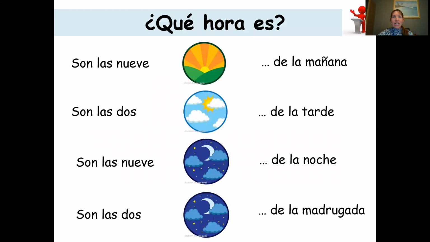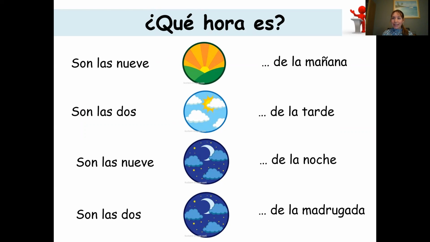Continuamos. So, ¿qué hora es? What time is it? So far we've looked at times, but obviously 9 o'clock could be 9 o'clock in the morning or 9 o'clock in the evening. So now we want to just qualify by adding what part of the day we're talking about when we give the time. So for example, we've got here, son las 9 de la mañana. It's 9 o'clock in the morning.